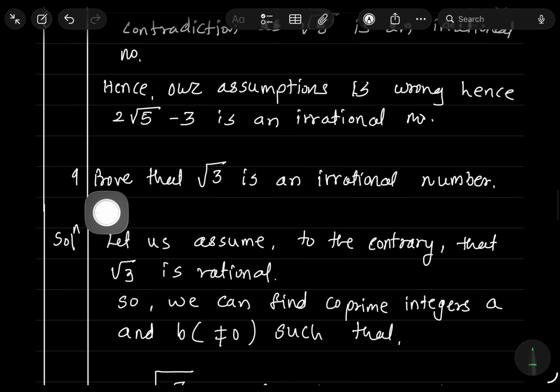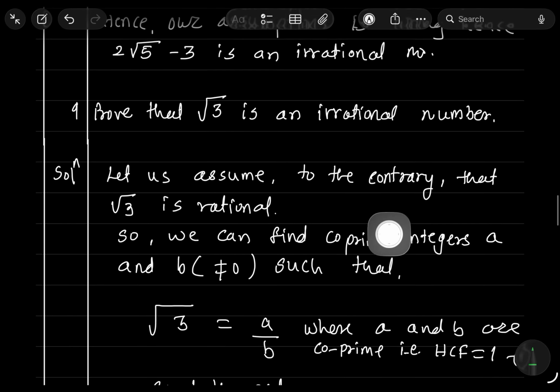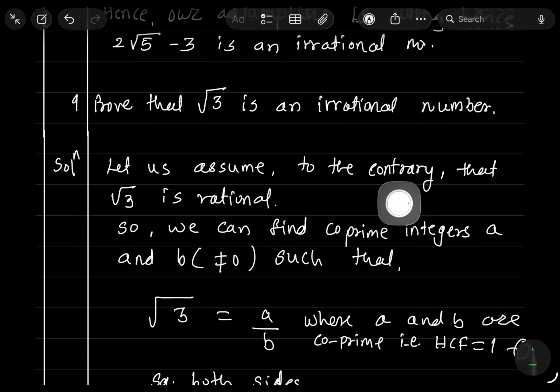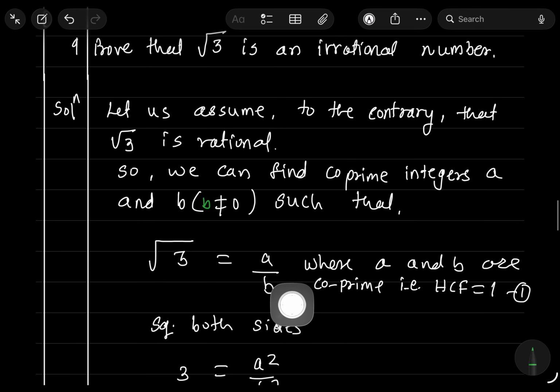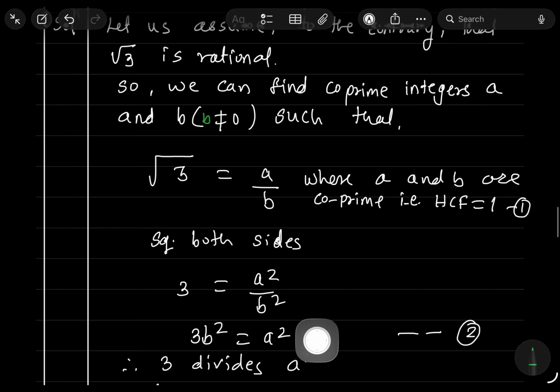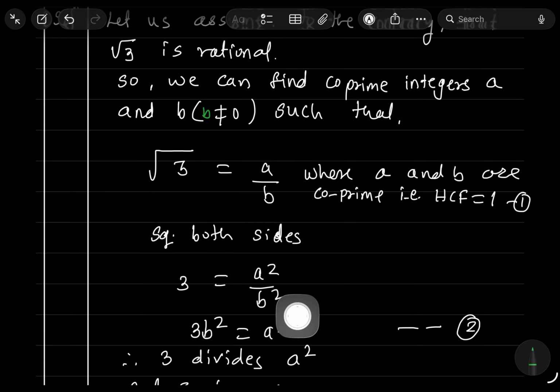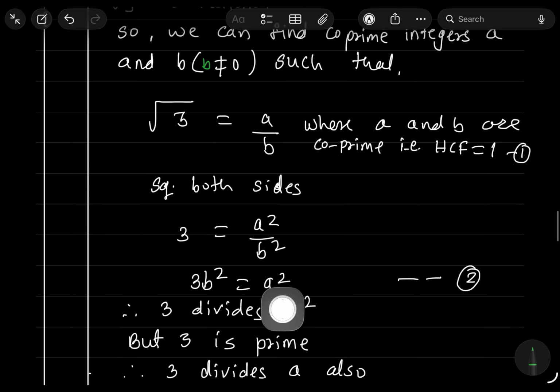Now next, prove that root 3 is an irrational number. Let us assume, to the contrary, that root 3 is a rational number. So we can find co-prime integers a and b such that b is not equal to 0. So root 3 equal to a upon b. Squaring both sides, 3 equal to a square upon b square, so 3b square equal to a square.